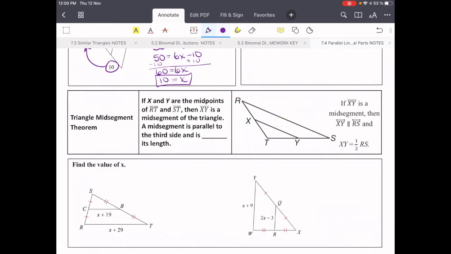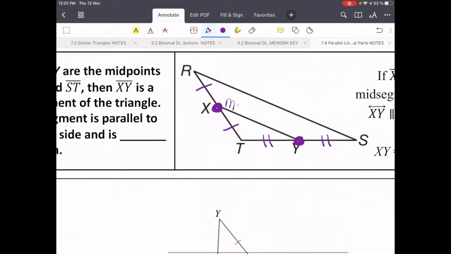The next thing we're going to look at is called the triangle midsegment theorem. There's a lot of words in here, so buckle up. It says if x and y are the midpoints of RT and ST, so let's mark that. Midpoints cut something in half. So RX and XT are congruent, and then TY and YS are congruent. Then we know that XY is a midsegment of the triangle. So this is now called a midsegment.